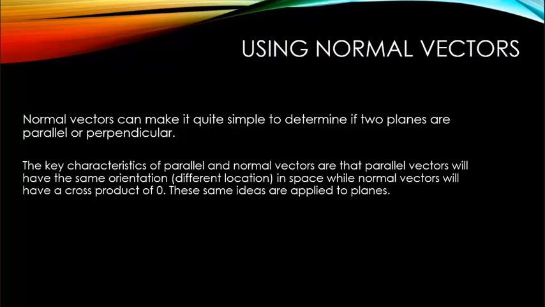Vectors that are parallel have the same orientation, even if they have different locations in space. But normal vectors that are perpendicular will have a cross product of 0. These are the ideas we'll use with our normal vectors to determine whether two planes are parallel or orthogonal.